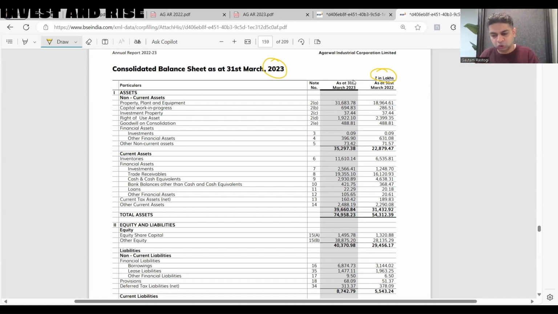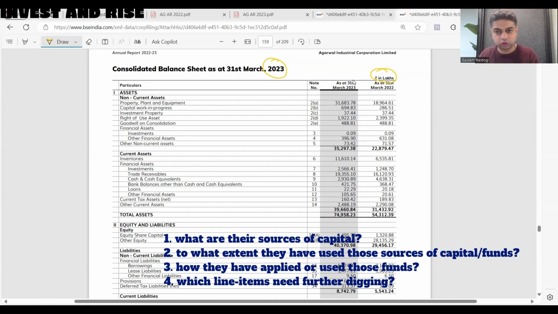Through this analysis, we'll try to answer 4 questions. Towards the end, we should be able to answer 4 questions. One is A, what are the sources of capital?